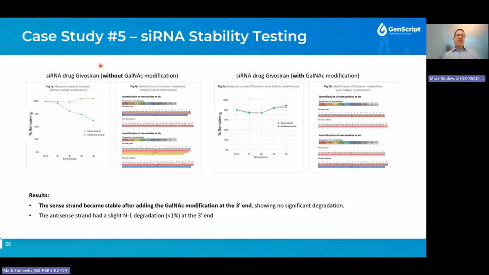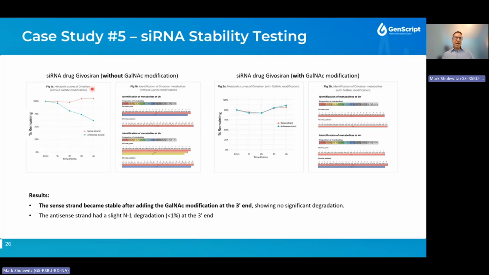So our 5th case study is looking at our stability test. We have an in vitro stability test that we offer, and this shows that test in action, and it also shows the effects of modification, in the next case study. In this study, we took givosiran, one of the approved drugs. We have synthesized it without GalNAc, without a 3' GalNAc, and with.